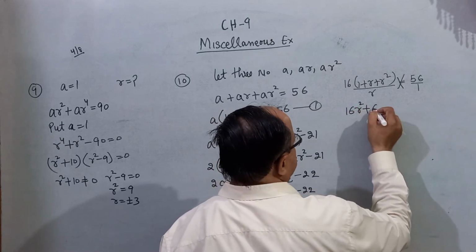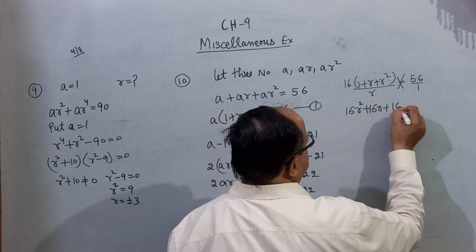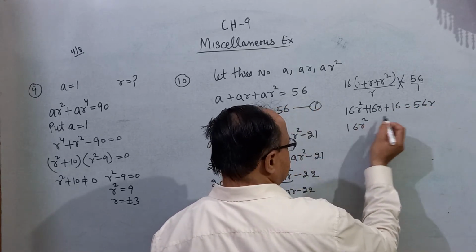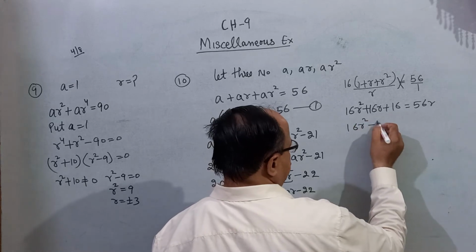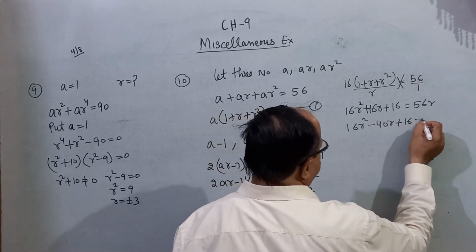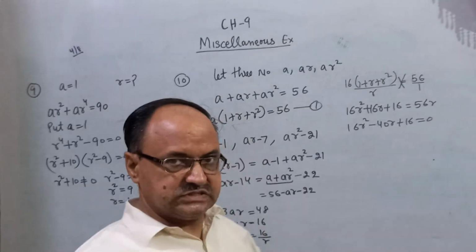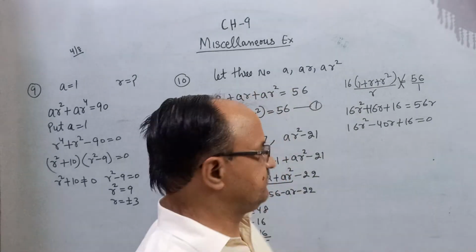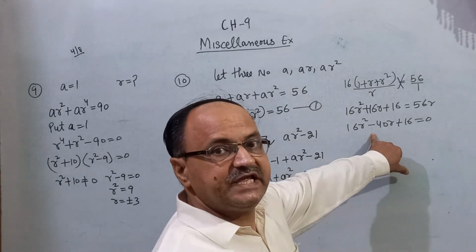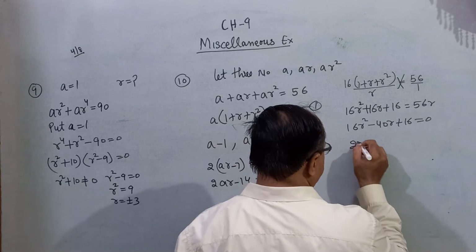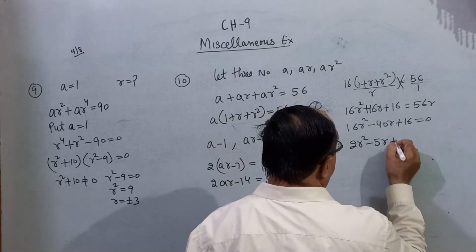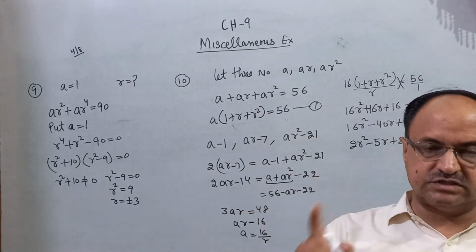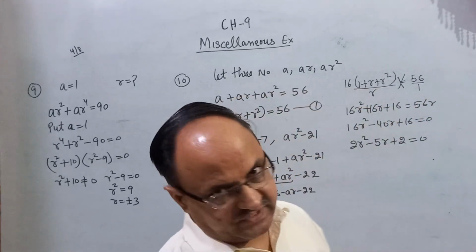16r square plus 16r plus 16 is equal to 56r. 16r square, 16 minus 56, that is minus 40r, plus 16 is equal to 0. Now simplify the quadratic equation by dividing both sides by 8. That is 2r square minus 5r plus 2 is equal to 0. Now split the middle term. Product is 4 and sum is 5. That is very easy, 4 and 1.